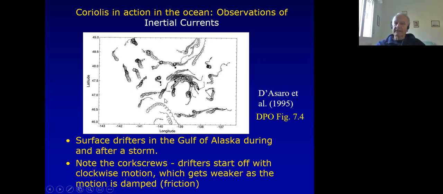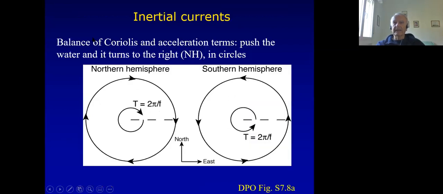But how about the period? The period of these oscillations is what we call the inertial period. The inertial period is on the order of 15, 17 hours, certainly less than 24 hours. And how do we obtain the inertial current solution? The inertial current solution is obtained as a balance of the Coriolis and acceleration terms. So push the water and it turns to the right in circles.